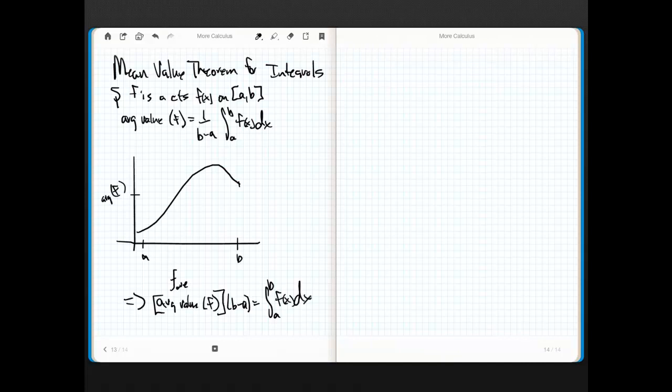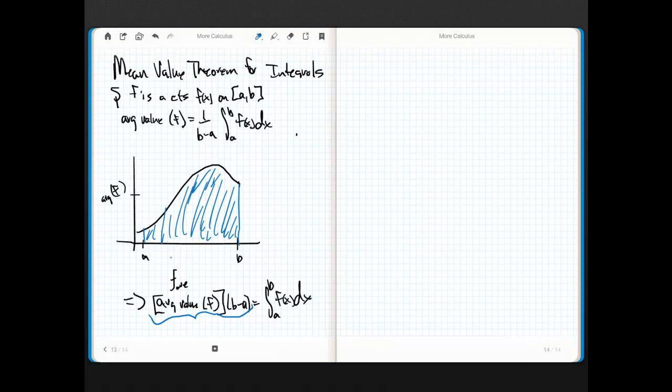Now let's think about what that really means. The integral from a to b, for any continuous function on a closed interval from a to b, is all of the area under that curve, right? You agree? Nothing to it. Now, what is the average value of f times b minus a? Well, the average value of f is a y value, and b minus a is an x value.